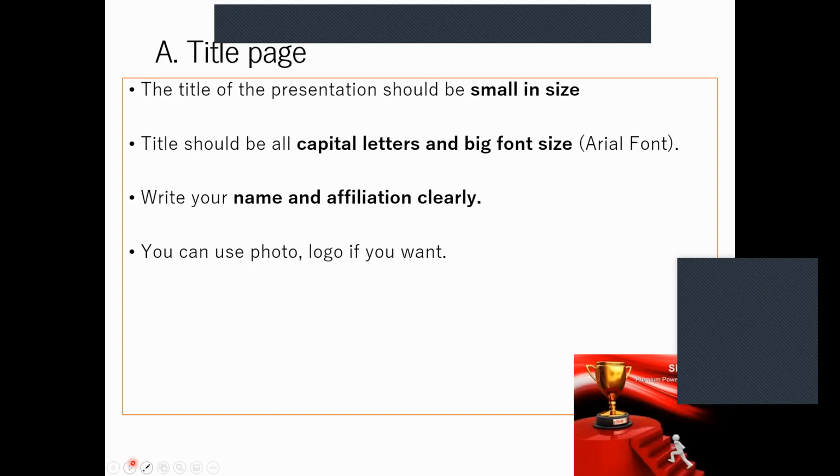Then you can use photos or logos if you want. So this is true. To make it more attractive, you can use those photos, logos, colors in the title page. No problem at all.